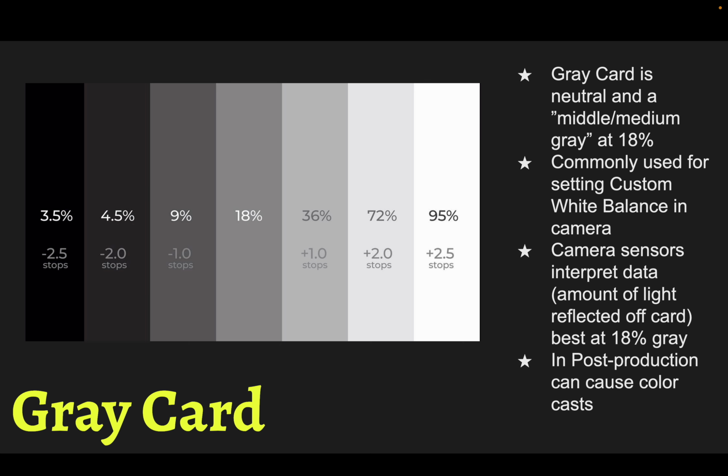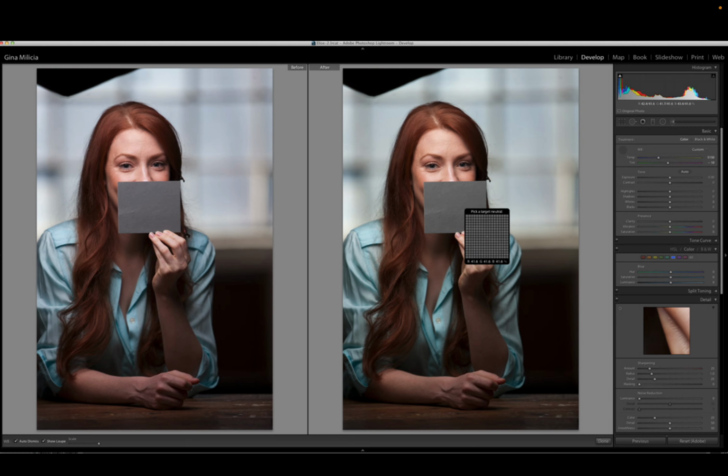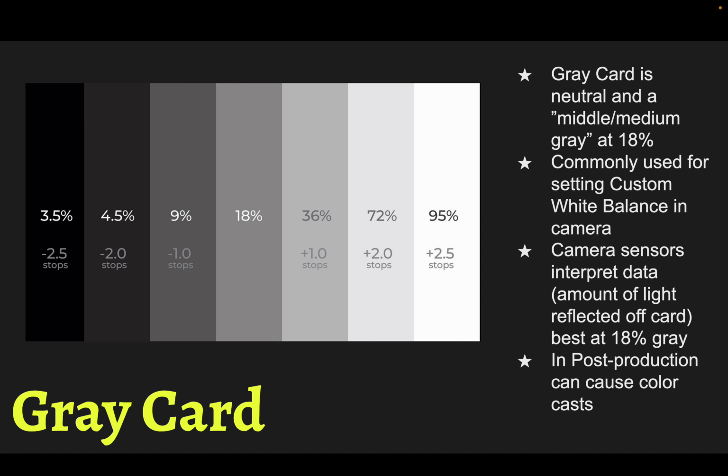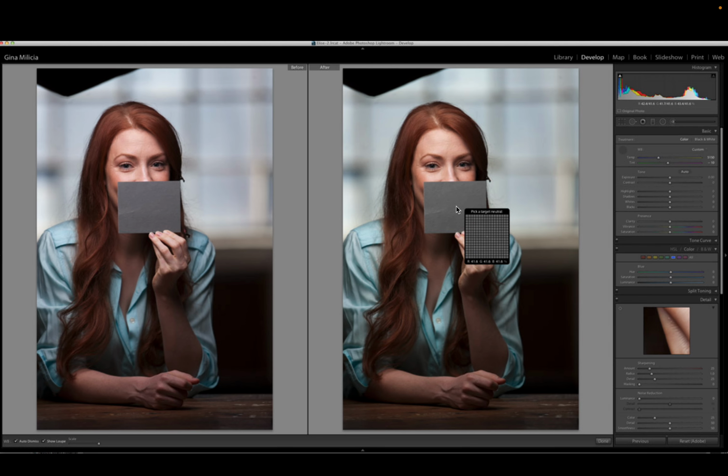What your camera sensors will do is that they basically operate at an 18% gray, and they'll try to understand the light reflected off of the card to then give you the correct custom white balance. But in post-production, this can cause color cast at 18% gray. So again, the gray card here being used to set the custom white balance in your camera. Here's an example of that. So you can see 18% middle gray. This is what it would look like.